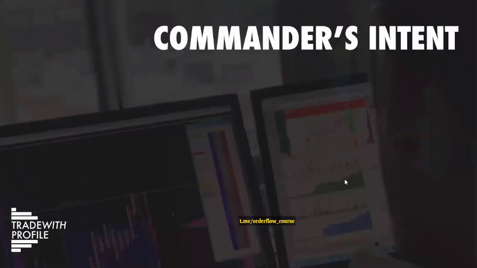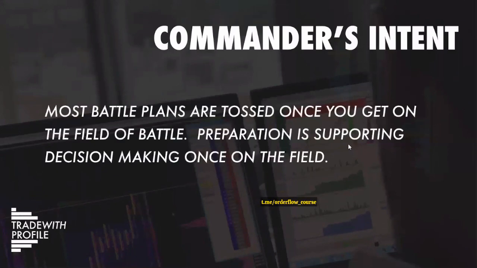The idea of commander's intent is really implied in having a trade plan. Just like most battle plans change as soon as you get on the battlefield, most trade plans change as soon as you get on the battlefield. But it's the process of preparing that and thinking through potential scenarios, though you may not know which one will occur, that supports better decision making once you're on the battlefield.